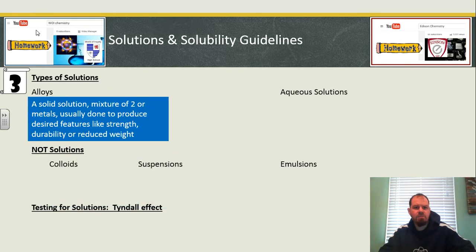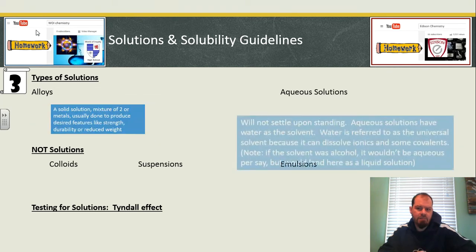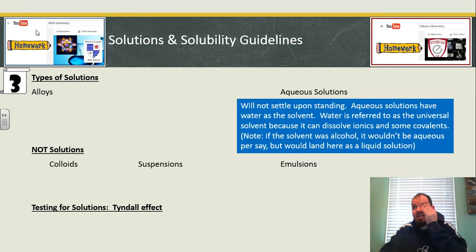Alloys are 2 metals put together, usually because I like one of the effects of one of the metals. It improves the overall quality. Aqueous solution, again, is just a solution where water is the solvent. There's some stuff in here about universal solvent, because, yes, it is called that. There's little tidbits I'd like you to know. Make sure you read it. Do you need to write every word there? Probably not. I'm trusting you at this point to figure out what you need to get through the rest of your unit.